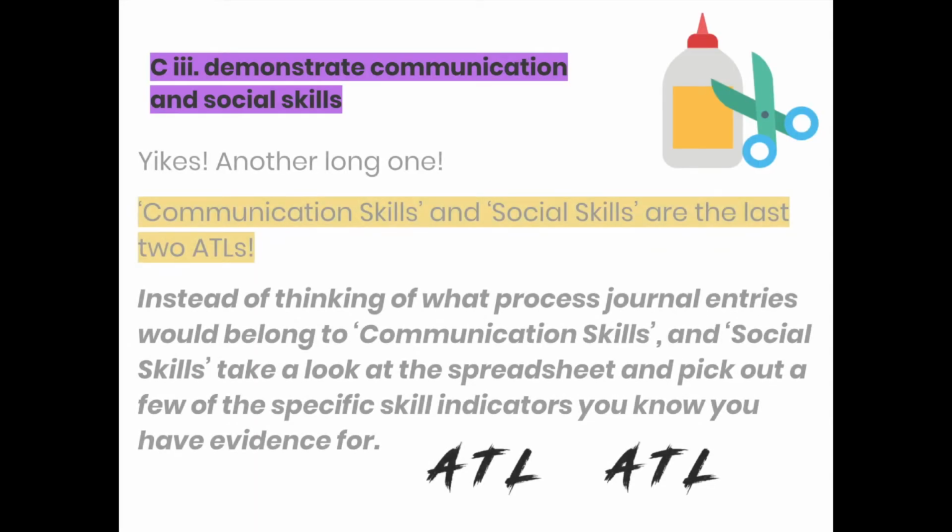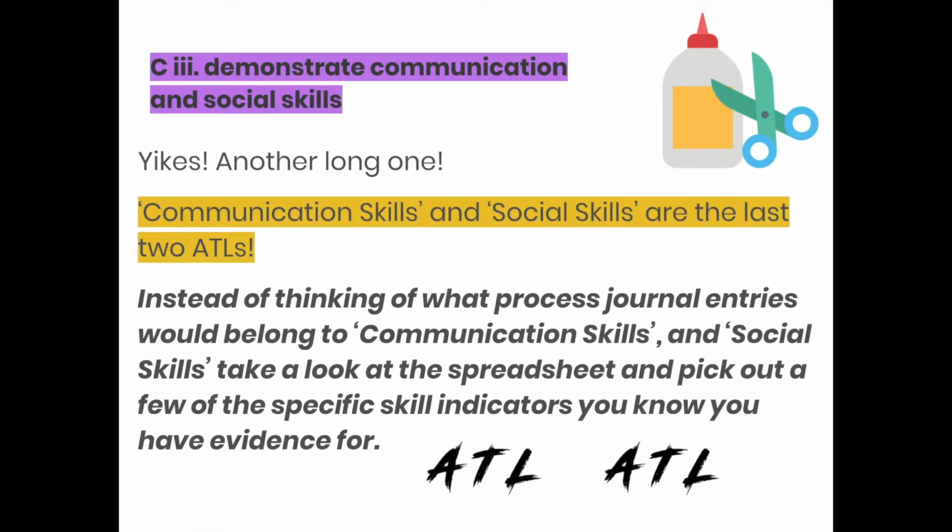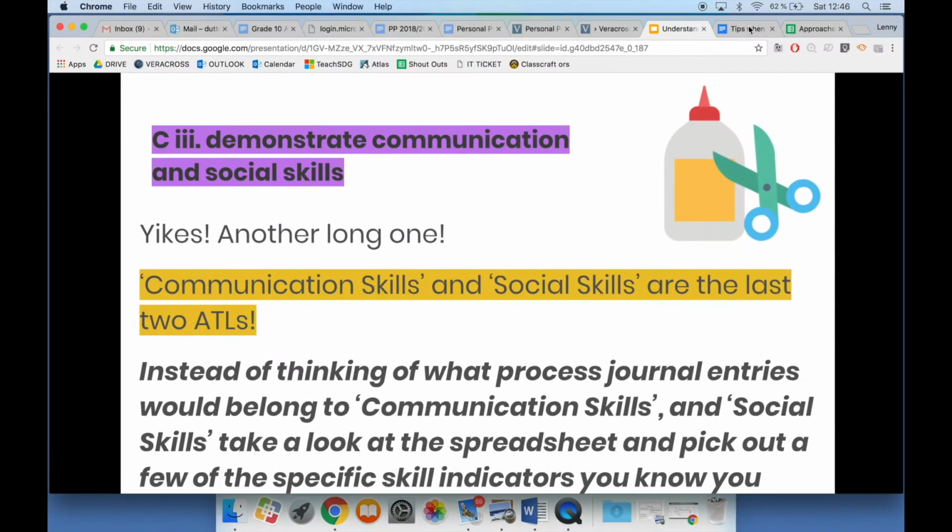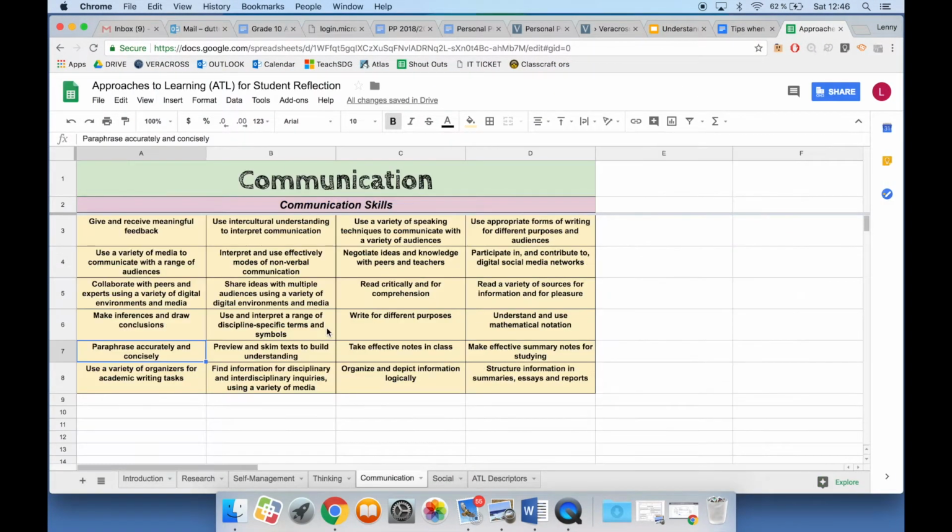Communication and social skills are the last 2 ATLs. So instead of thinking about the process journal entries, I would recommend just going to here, looking at communication and seeing which things you have done. You could talk about how you have communicated with your supervisor throughout the process. Maybe you've made your product or outcome for a target audience. How do you communicate that to them? Maybe you've worked with experts. Maybe you've interviewed people. Maybe you're going to do a presentation where you're showing your project.